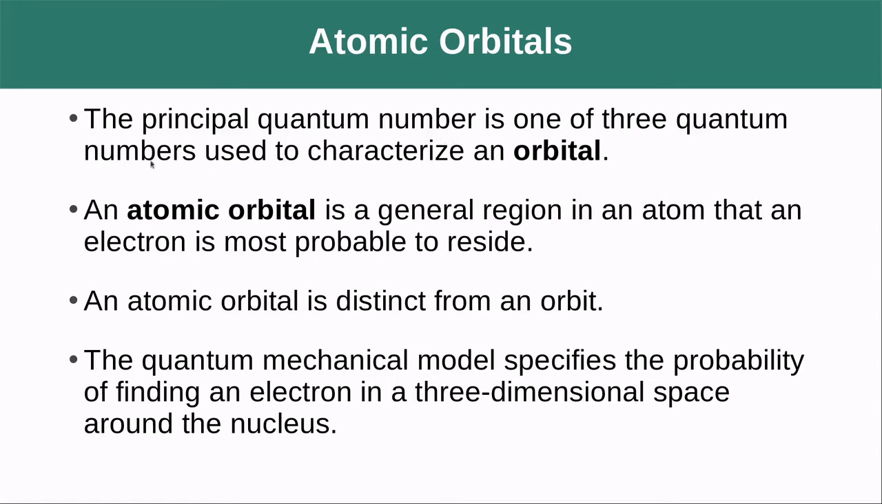So, atomic orbitals. The principal quantum number is one of three quantum numbers used to characterize an orbital. An atomic orbital is a general region in an atom that an electron is most probable to reside. An atom's orbital is distinct from an orbit. Okay, so we're talking about a generalized region here with an orbital. This is like a three-dimensional object that has volume, which is different than an orbit, which is just a path, right? The quantum mechanical model specifies the probability of finding an electron in a three-dimensional space.